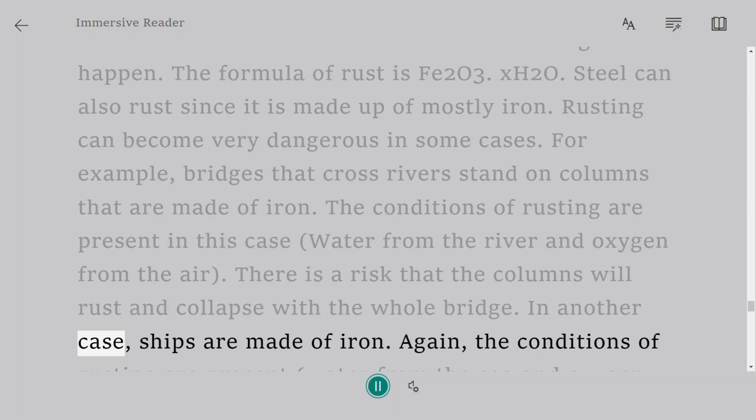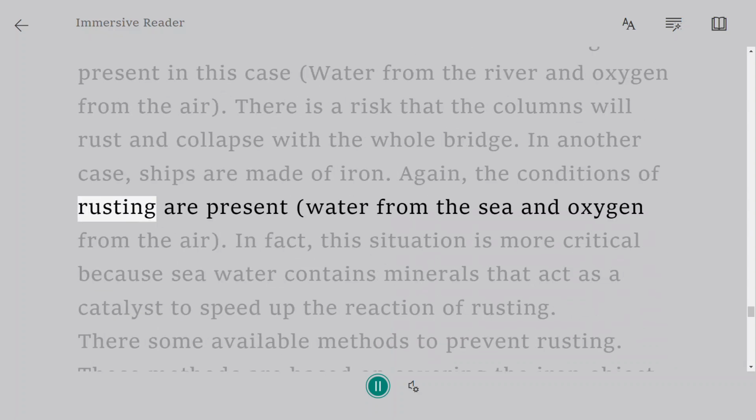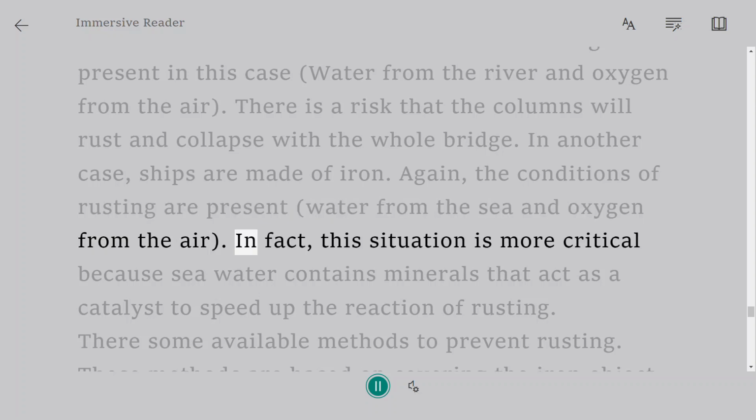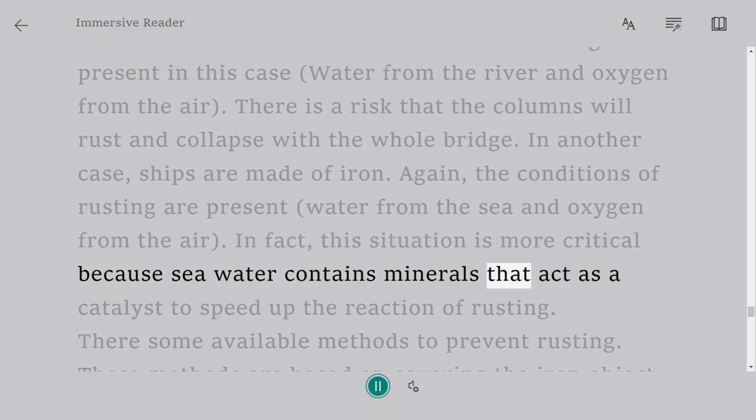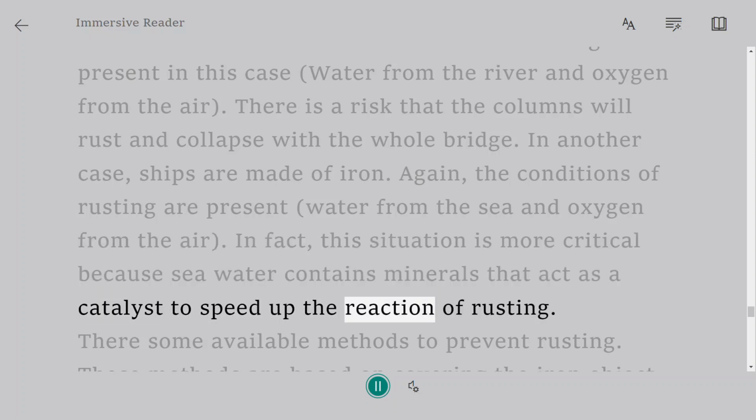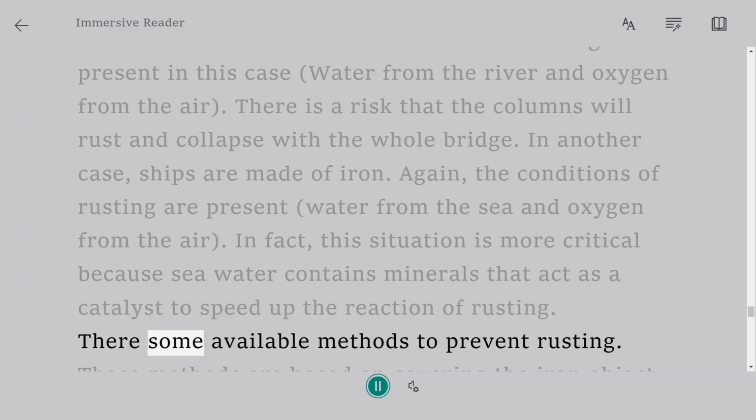In another case, ships are made of iron. Again, the conditions of rusting are present: water from the sea and oxygen from the air. In fact, this situation is more critical because seawater contains minerals that act as a catalyst to speed up the reaction of rusting. There are some available methods to prevent rusting.